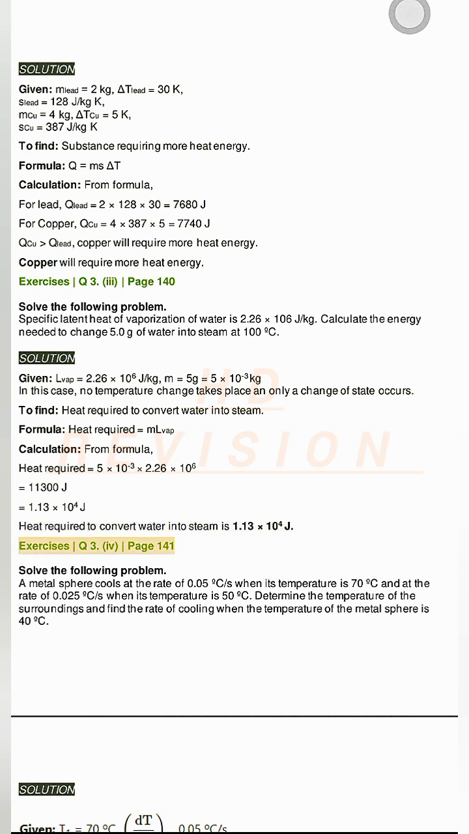Exercises Q3. IV page 141. Solve the following problem. A metal sphere cools at the rate of 0.05 C per second when its temperature is 70 C and at the rate of 0.025 C per second when its temperature is 50 C. Determine the temperature of the surroundings and find the rate of cooling when the temperature of the metal sphere is 40 C.